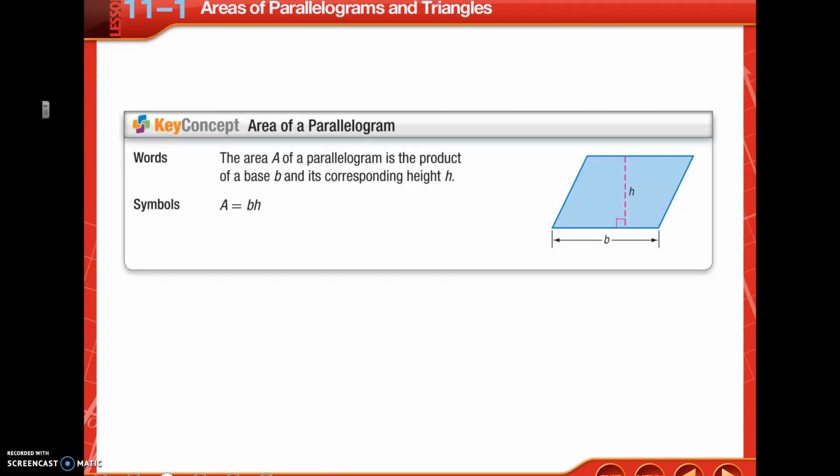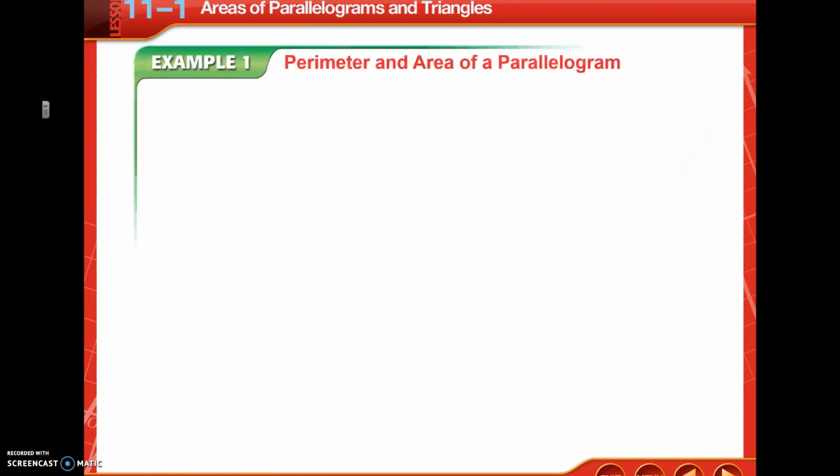So the area of a parallelogram is base times height, which is also the area of a rectangle, because it's really just a rectangle that has been pulled over to the side. So I could change that to be a rectangle and then it's base times height. So same area as a rectangle.